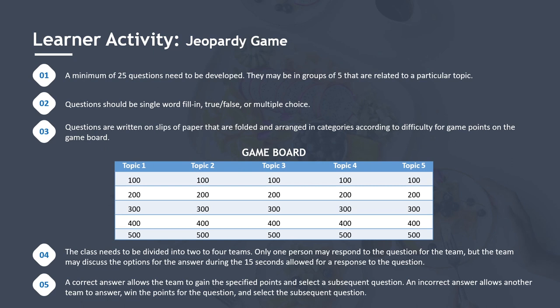The class needs to be divided into 2 to 4 teams. Only one person may respond to the question for the team, but the team may discuss the options for the answer during the 15 seconds allowed for a response to the question. A correct answer allows the team to gain the specified points and select a subsequent question. An incorrect answer allows another team to answer, win the points for the question, and select the subsequent question.